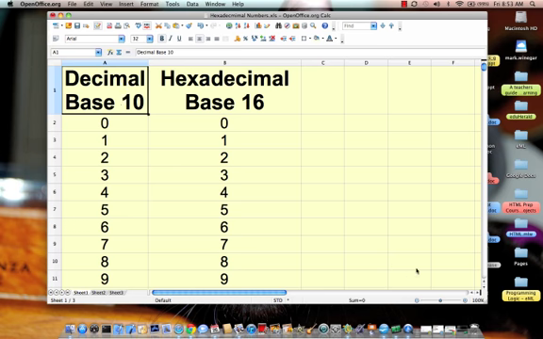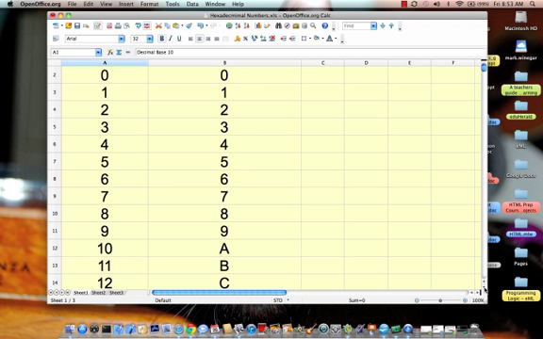But as we move down, things change. 10, you understand, is 1 unit of 10 and 0 units of 1, or 10. But in base 16, it's A. We represent 10 as A.